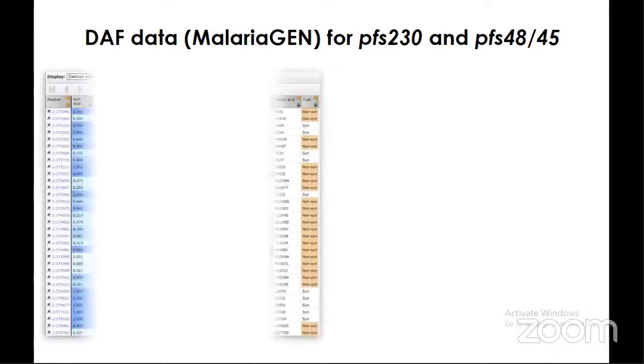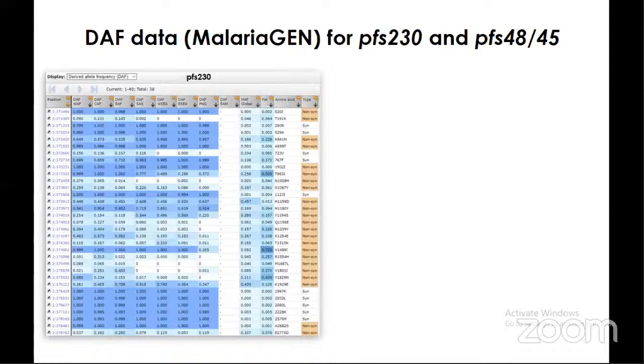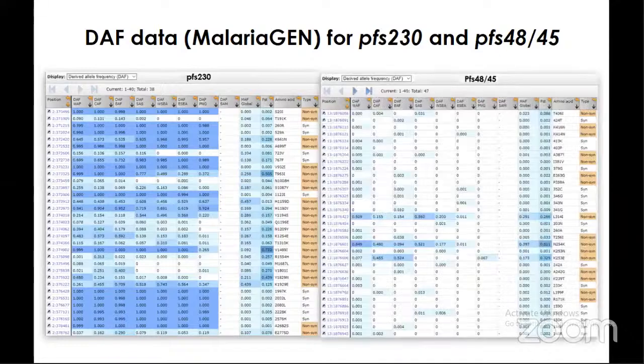With populations grouped into West Africa, Central Africa, and East Africa, this table shows us the overall derived allele frequency of SNPs within PFS230 and PFS48/45. In general, there is more diversity in PFS230, but this diversity is not in all the regions of this antigen. There are some regions that are conserved. So we want to understand which regions are actually impacting the interaction of these antigens with antibodies.